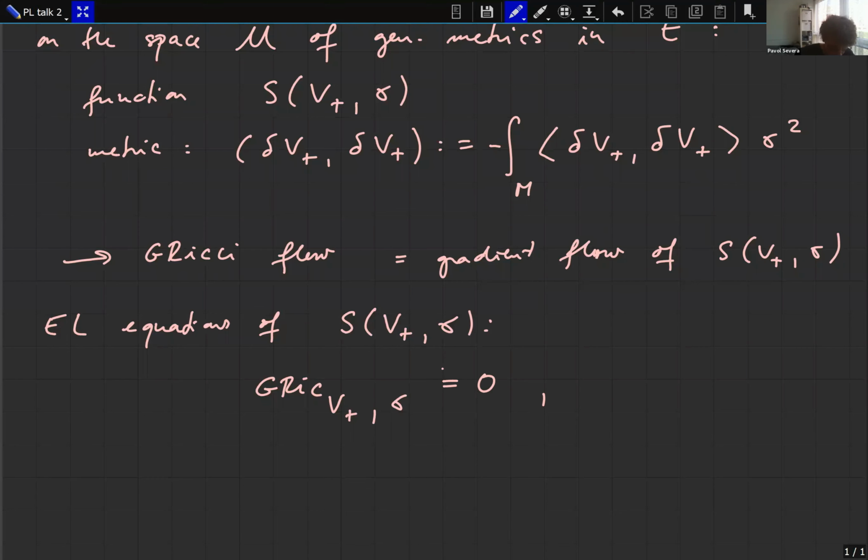And the second equation, which is easier, when we take the variation with respect to sigma, is that the Laplacian of sigma is equal to 0. And yeah, in case when E is exact, then these are the supergravity or string background equations.